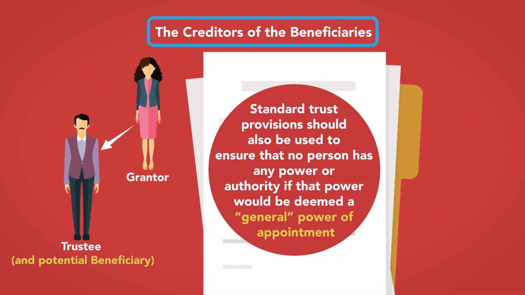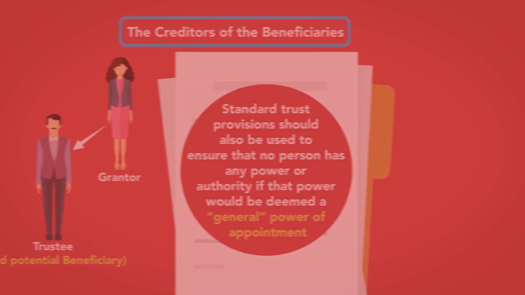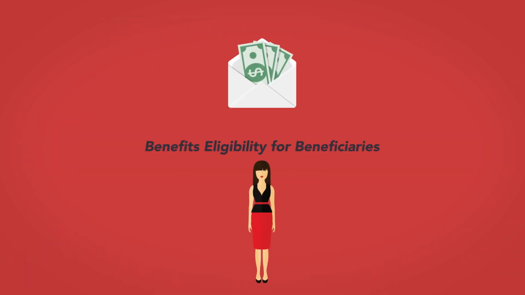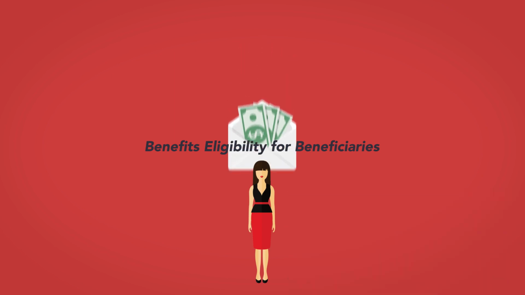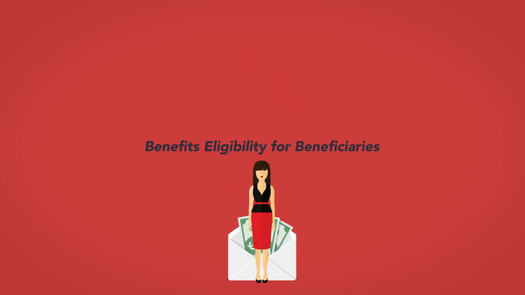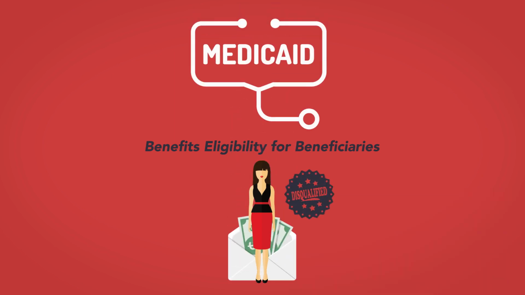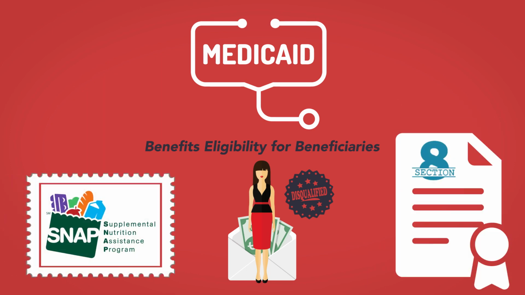Standard trust provisions should also be used to ensure that no person has any power or authority if that power would be deemed a general power of appointment. Most people are happy to receive cash gifts. Still, if not planned properly, sudden cash infusions can have negative impacts on beneficiaries who are receiving means-tested government assistance. A sudden infusion of cash, for example, can make a person ineligible for programs such as Medicaid, food stamps, and Section 8 housing assistance. Cash inheritances can therefore sometimes be counterproductive to the interests of the family.